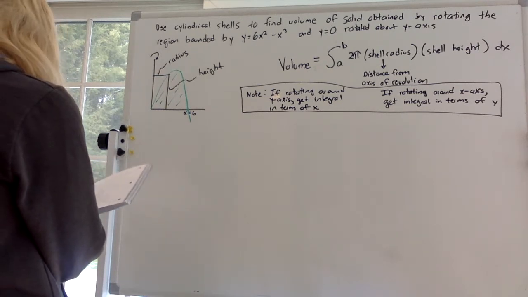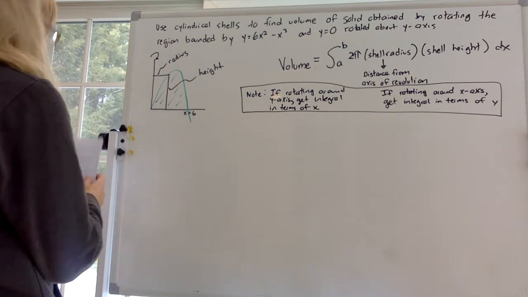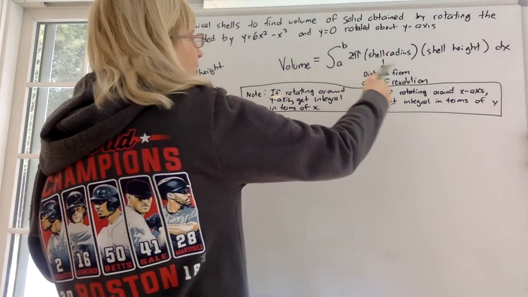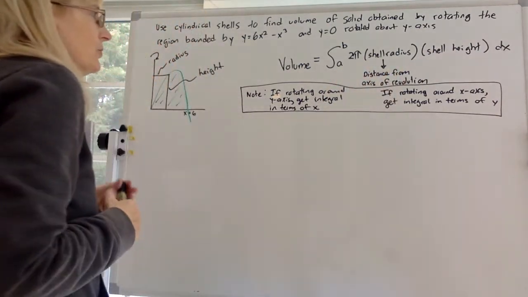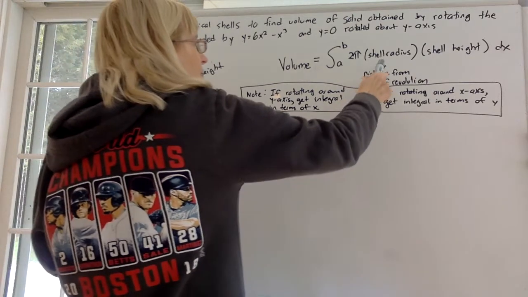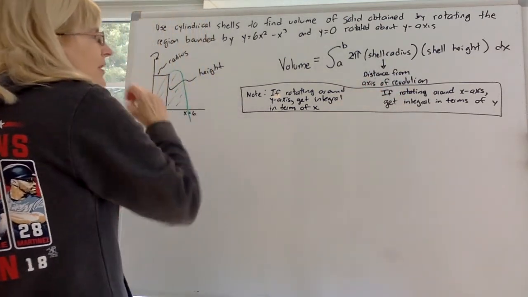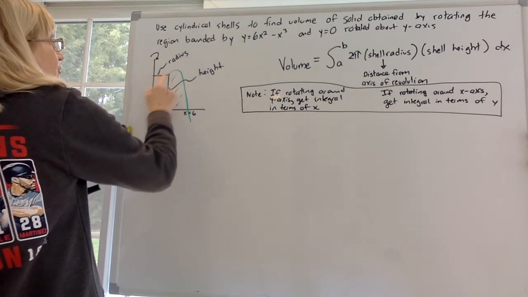So what do we got to do? We have to figure out, well, we have our volume equals, for the cylindrical shells method, here's our integration that we have to do. And remember, I always remember the shell radius is the distance from the axis of revolution. So our axis of revolution is the y-axis, so it's the distance to that.